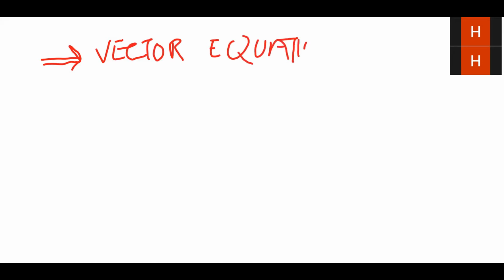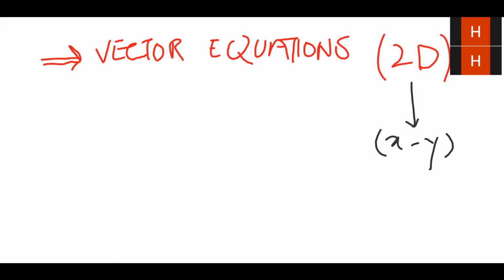Now coming towards our further math topics, the first thing that we're going to do is the vector equation. We've already done different equations in coordinate geometry. Now we're going to be doing equations for vectors. First, we'll be doing 2D equations. Vectors are both 2D and 3D. 2D vectors are the vectors that lie in the xy plane. So right now, we're just talking about 2D vectors in the xy coordinate plane.